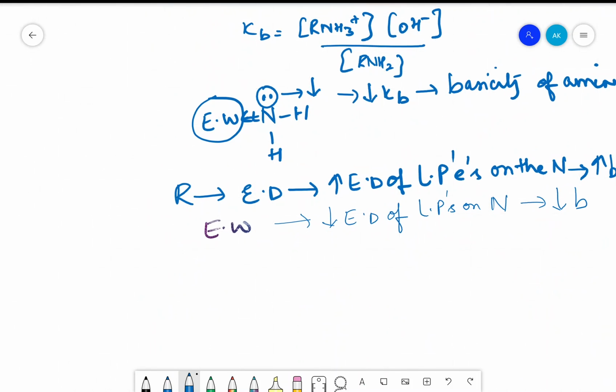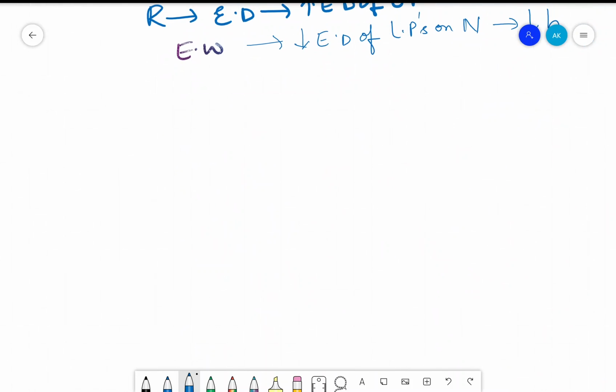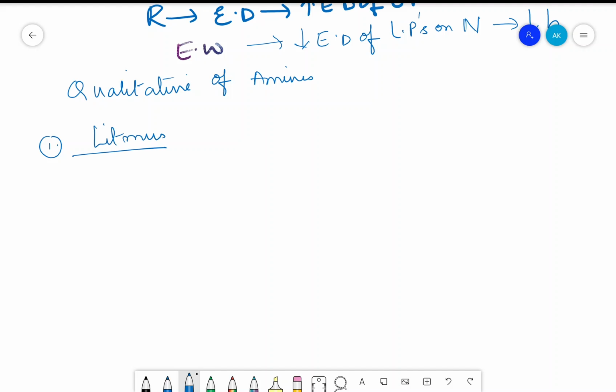The next thing we are going to discuss here is qualitative test for amines. We have already discussed qualitative test for carboxylic acid. You can be sure that these kinds of questions can be asked for maybe VSAQs or LA SAQs. So in qualitative test, the first test I'll tell you is litmus test. In litmus test, amines which are basic in nature will turn red litmus to blue. Acid will change blue to red. Bases will change red litmus to blue.